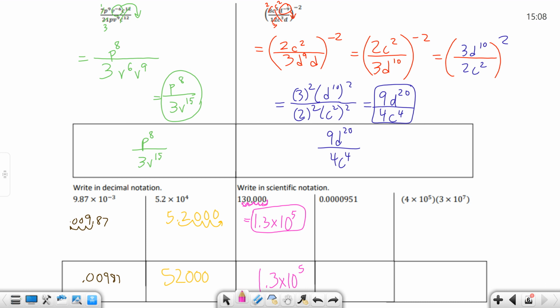And then I also want to move this one. Let's see. Got to move this here. We're going to say, okay, look, this has got to go 1, 2, 3, 4, 5 spaces. So this is 9.51 times 10. Since it got smaller, it's negative. I got 1, 2, 3, 4, 5. 9.51 times 10 to the negative 5 exponent. So 9.51 times 10 to the negative 5.